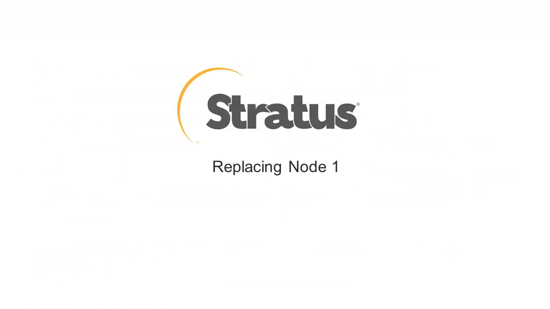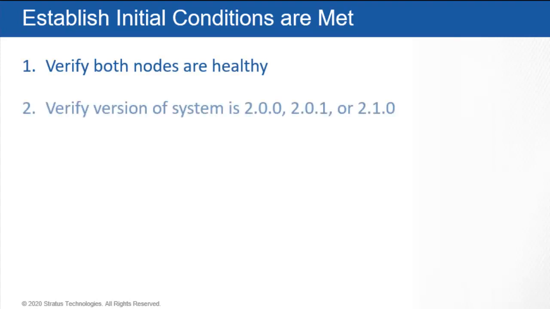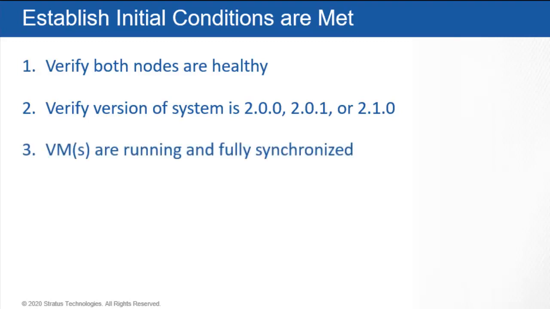We'll start by replacing node 1 in the environment, and when completed, we'll then move on to replacing node 0. Before you begin the procedure, make sure the following conditions are met. Verify both nodes are healthy. Verify the version of the system is 2.0.0, 2.0.1, or 2.1.0. And also make sure that your VMs are running and fully synchronized. Let's now see how to do these.